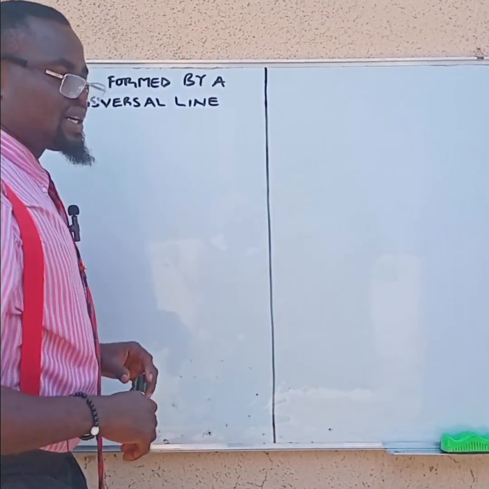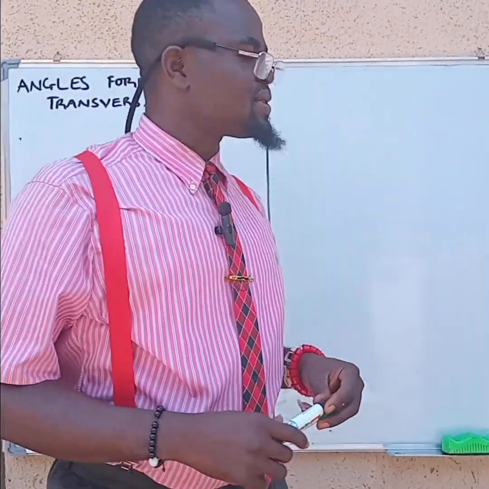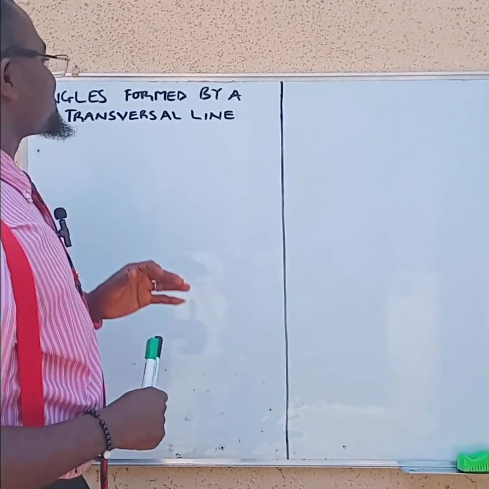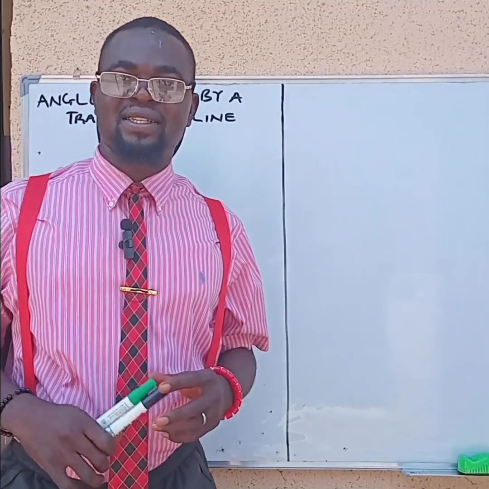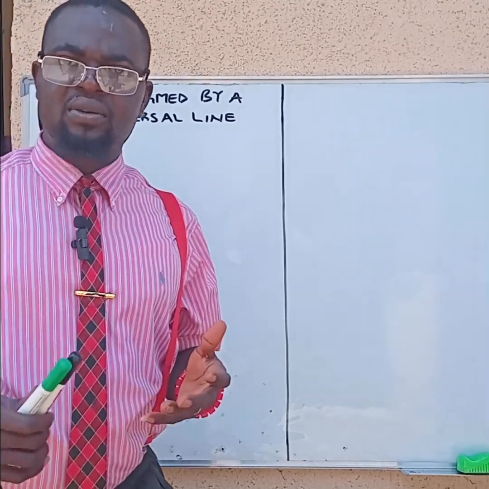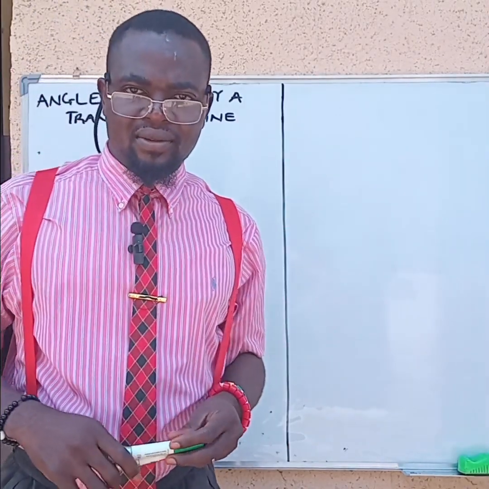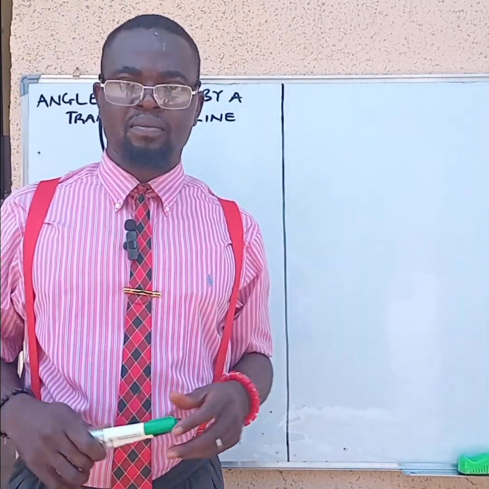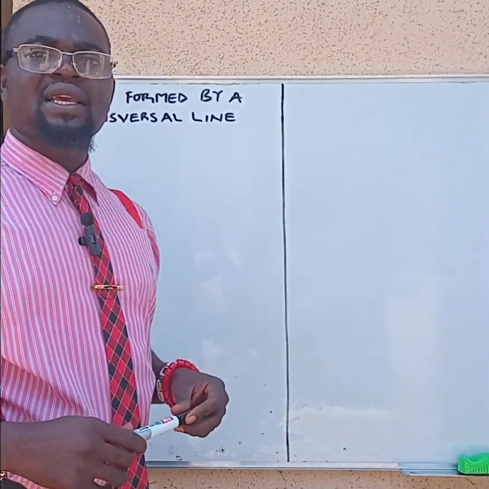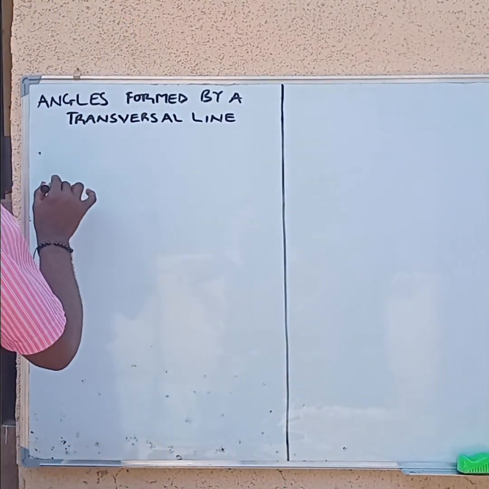Many of our children and secondary school students always come across angles formed by a transversal line. Now, a transversal line can form angles by crossing two parallel lines or non-parallel lines. They are the same. They both form 8 angles. But let's use the parallel lines.